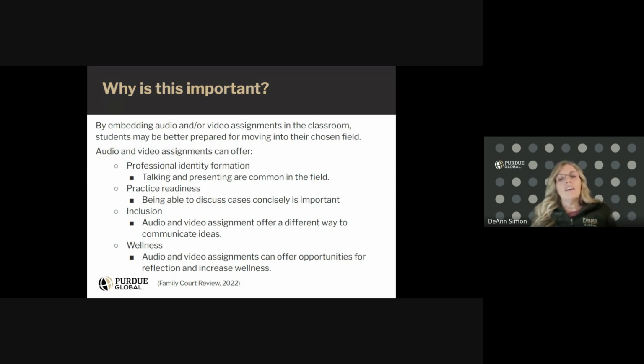And then another area that I'm very passionate about is wellness. We know that audio and video assignments can offer opportunities for reflection, which in turn potentially increases wellness. And you might think to yourself, how does that correlate? Especially with human services, psychology, but really any career field, there's a lot of self-reflection that goes into wellness, and especially burnout prevention. Audio and video assignments give us an opportunity to really have some reflection.